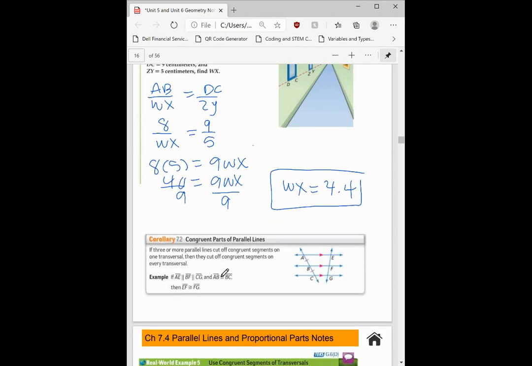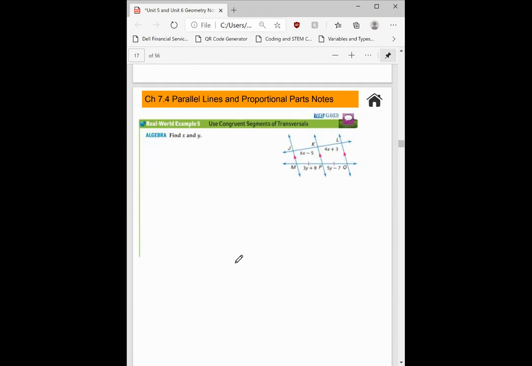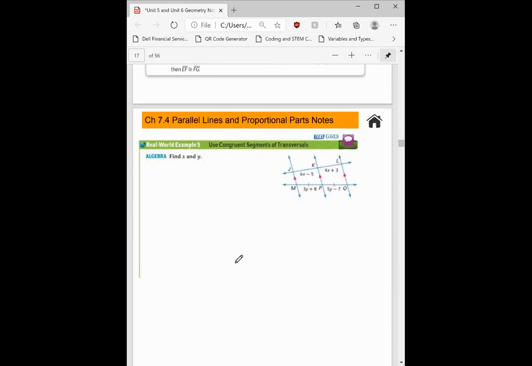Okay, let's look at the next corollary. If 3 or more parallel lines cut off congruent segments on one transversal, then they cut off congruent segments on every transversal. And you can see that off to the right. Okay, let's look at example 5, which I believe is the last example. So in example 5, we need to find X and Y.